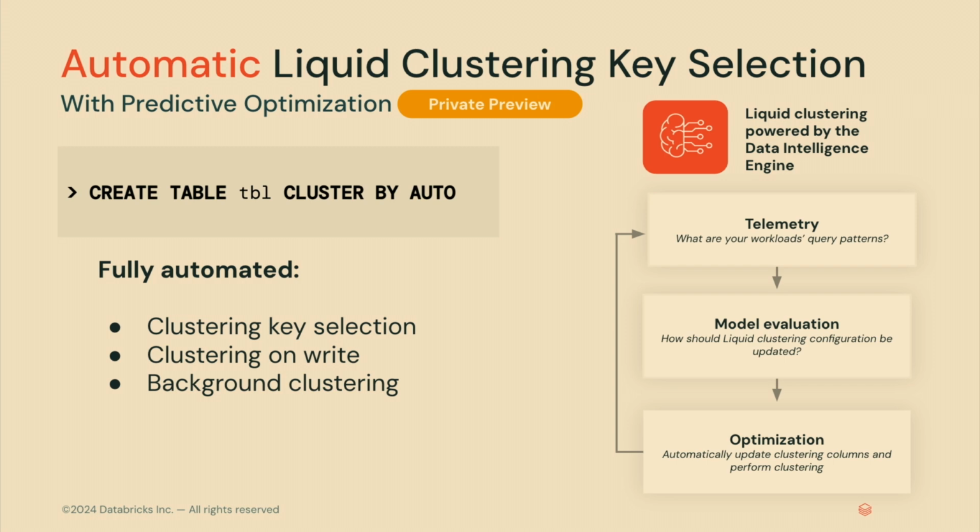So the capability in a nutshell, we choose liquid clustering keys for you such that the benefits from data skipping can outweigh the cost of clustering. We'll launch private preview very soon, and we're actively recruiting for customers. Please reach out to your account team to get onboarded. We think this really is the future for a completely hands-off data layout management.